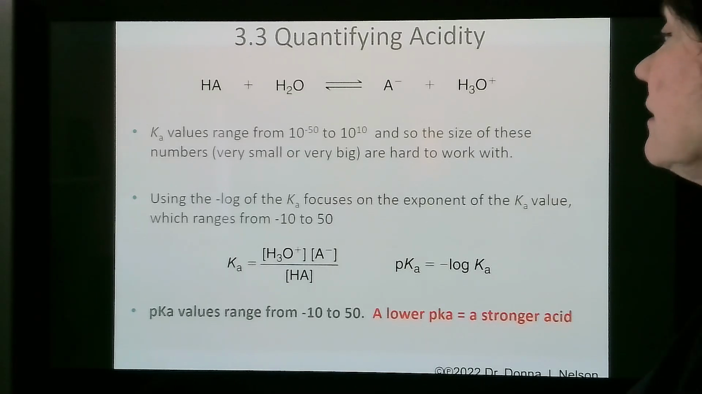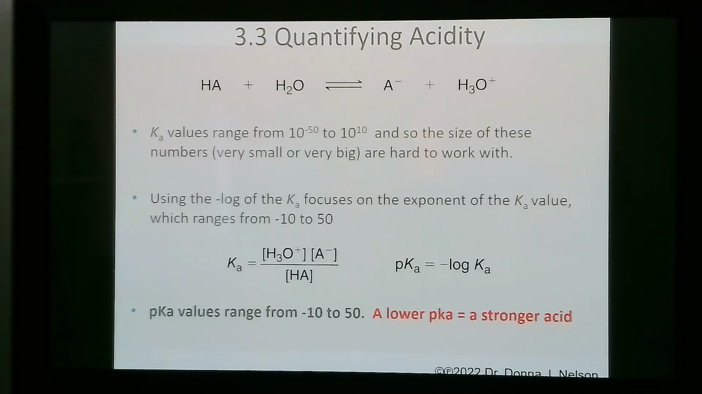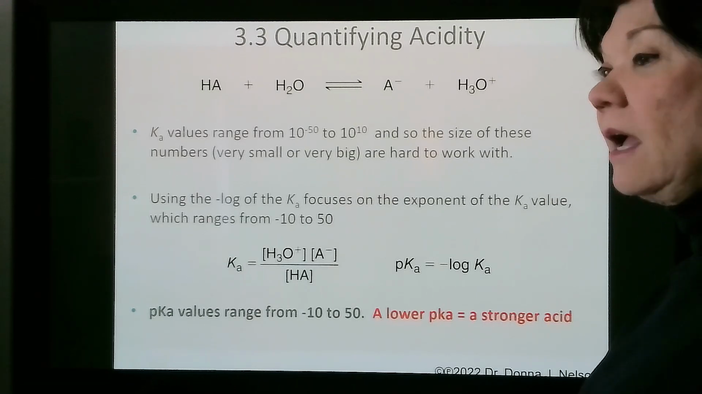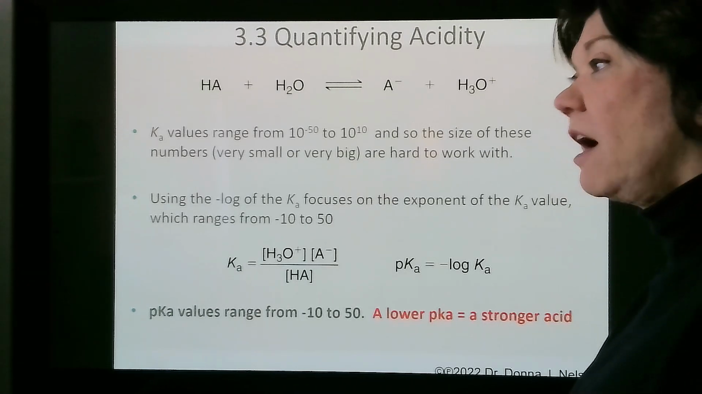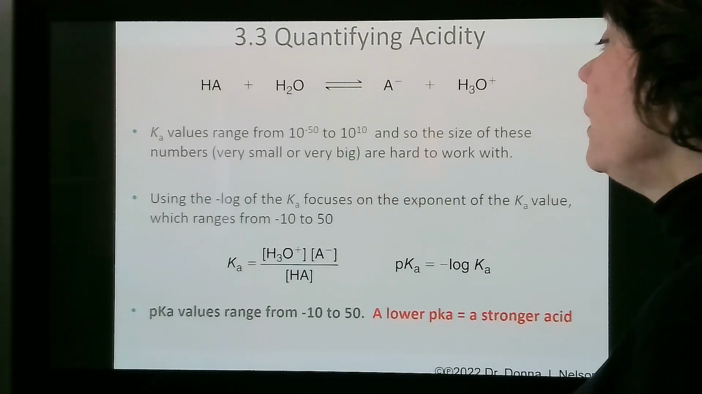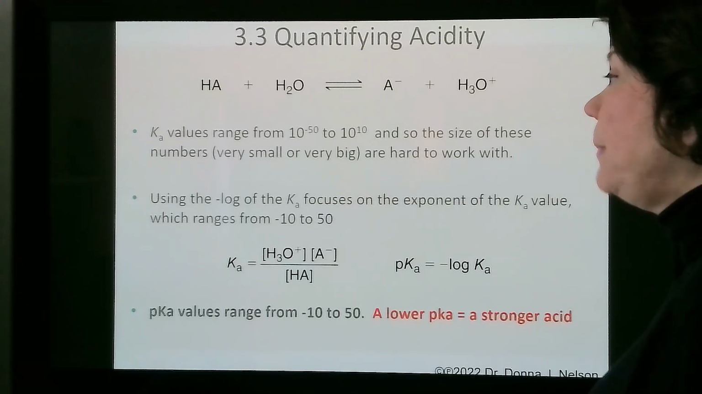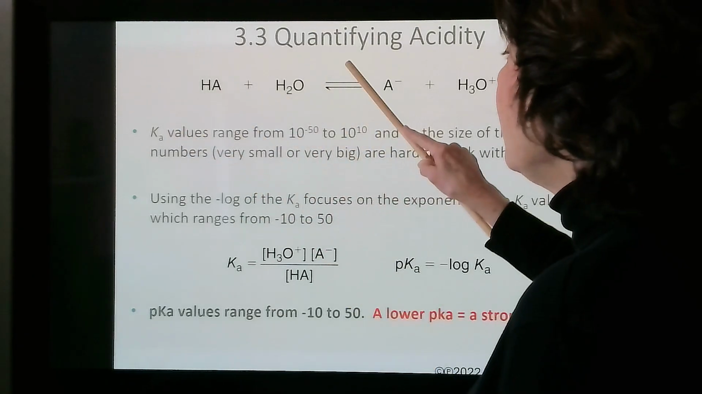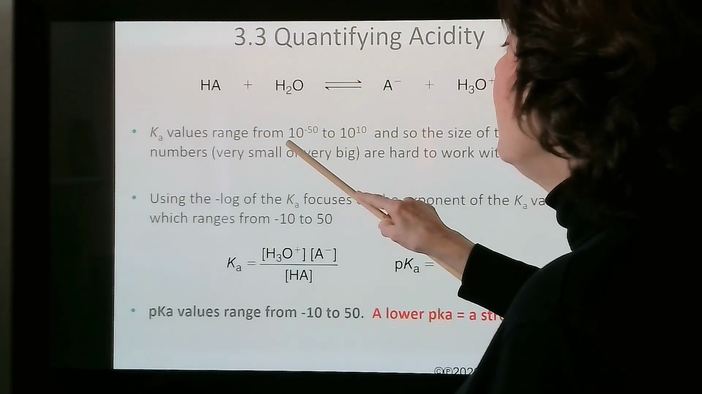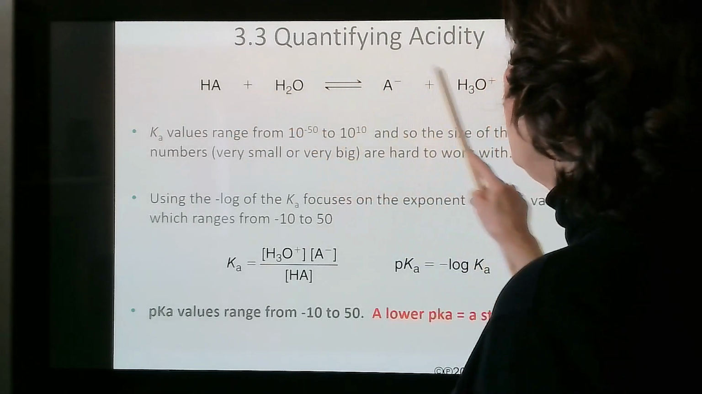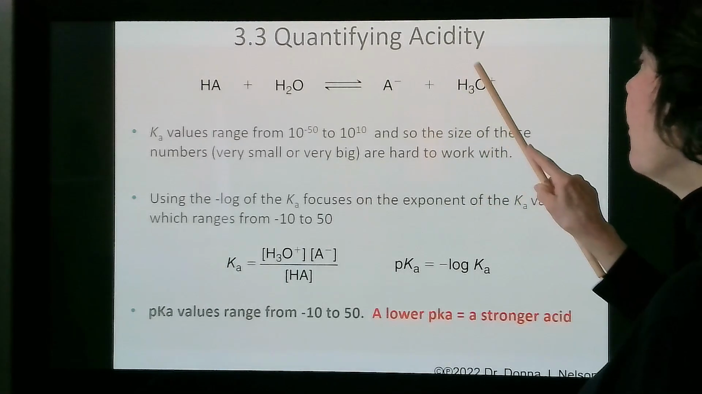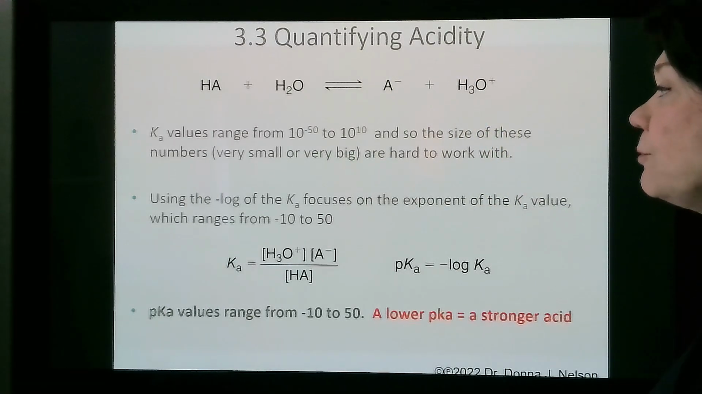Now, quantifying acidity. We're going to discuss quantifying acidities and also analyzing acidity by qualitative arguments. So here we're going to look at pKa's to actually quantify the acidity. The Ka values are the equilibrium values that describe the equilibrium that exists between the acid and water, and the acid that has become deprotonated and the water that has picked up a proton.